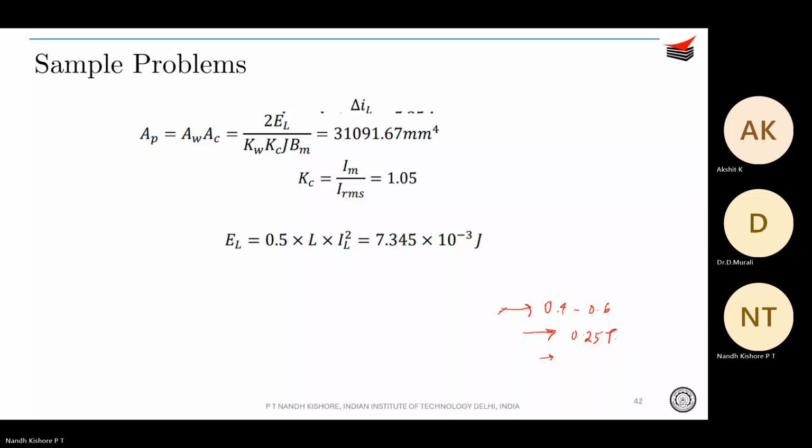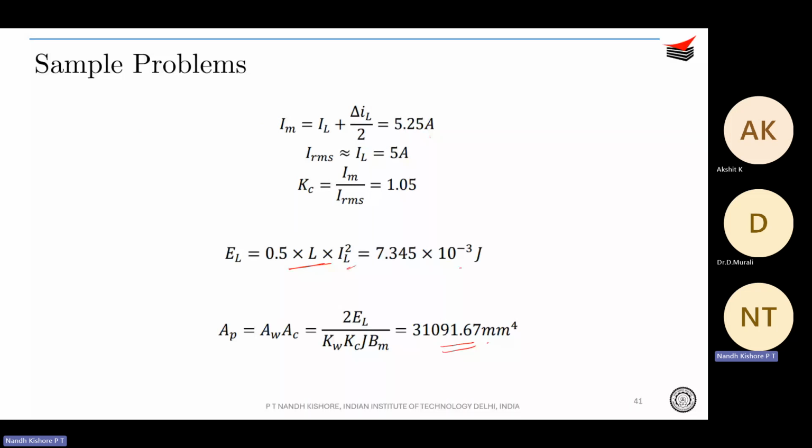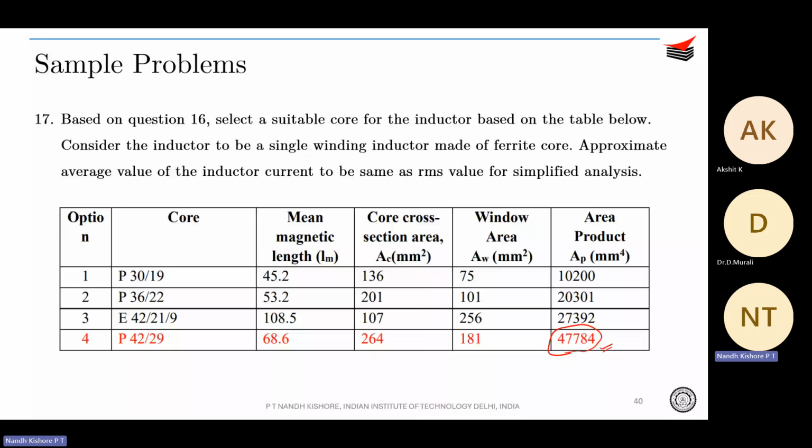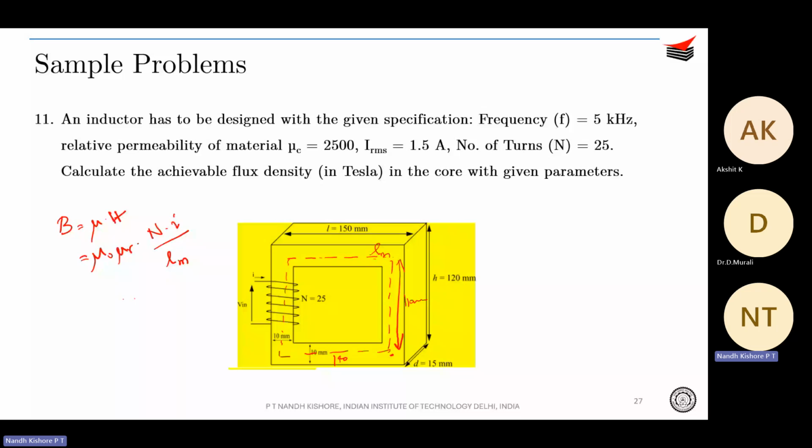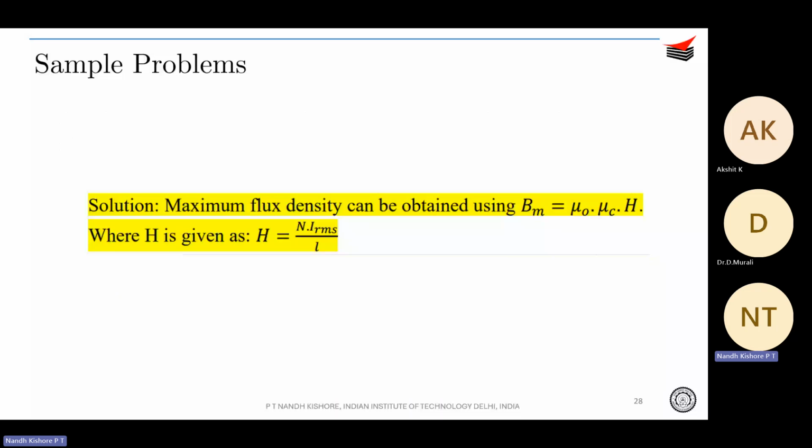Yeah, so just to conclude the last 10 problems once again. In this problem, the core was given. You just needed to find out the flux density, in Tesla. So B is equal to mu H, or mu naught mu R into H, where H is NI by L by Ampere's law. So all of these values are given and you compute the mean magnetic path length from the given core. You get what is B.